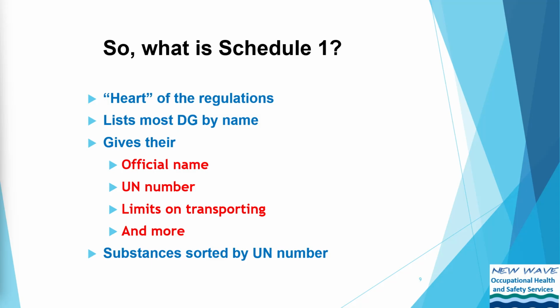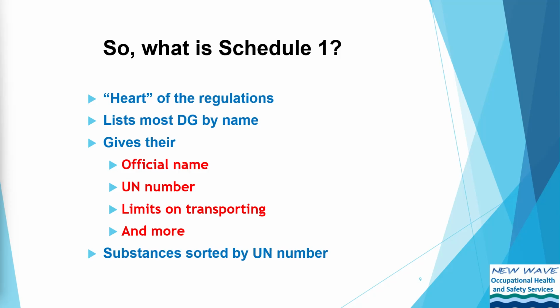So what is Schedule 1? Despite its unassuming name, Schedule 1 is the heart of the regulations. At 280 pages long, it lists most dangerous goods, given their official name, their number, commonly called a UN number, limits on transporting them, and much more. We will discuss all of these parts of Schedule 1 in the next few minutes.